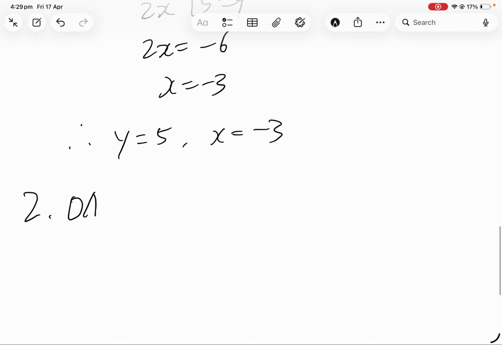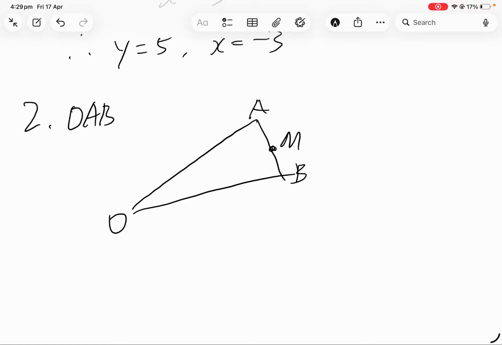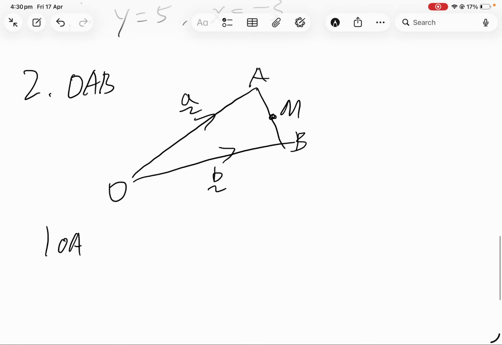So we're going to say OAB is a triangle in which M is the midpoint of AB. Let's draw it out. So let's just say it looks like that: A, B, O. M is the midpoint of AB, and let OA be A, OB be B. Express OM and AM in terms of vector A and vector B, hence show that this equation is correct, I guess.